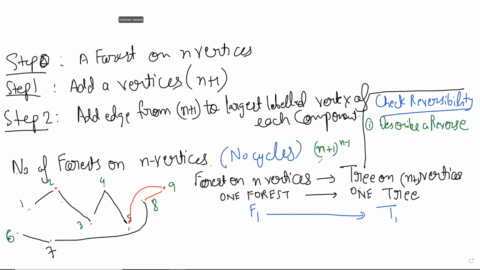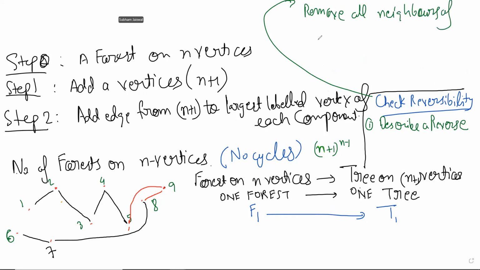Yeah, so obviously the reverse should be just to remove all neighbors of n+1. See, we have to do this, right? Yeah, we have to remove all the neighbors of n+1.